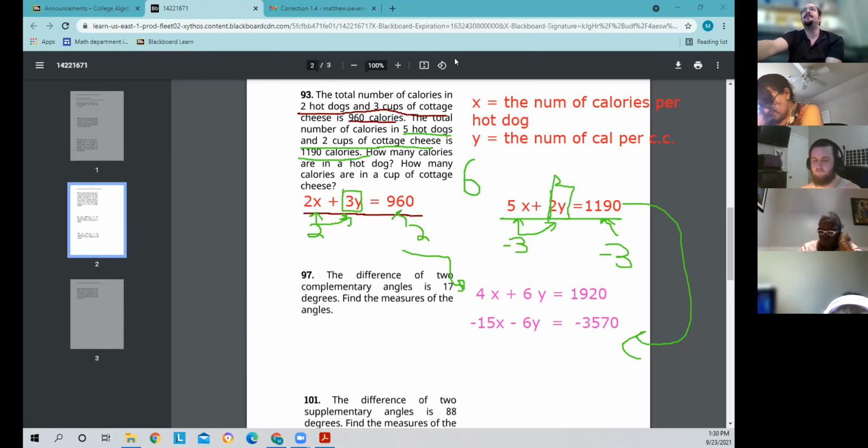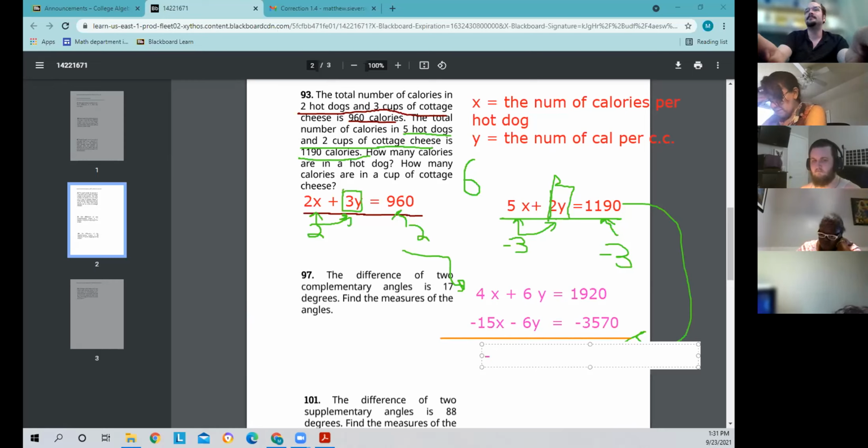Now, what did we do all this for? We did it all to eliminate these things, hopefully, by elimination. I wrote it in a way that like terms are over like terms when I write these equations. Hopefully you're writing like terms over like terms. That makes life easier. So I can see 4 and a negative 15 should give me what? Negative 11. And it should match up with what you have right here, except for the negative. And then it would be negative 1650, I guess.